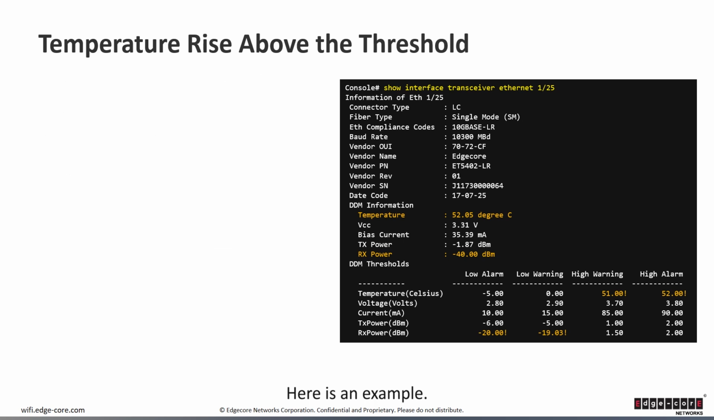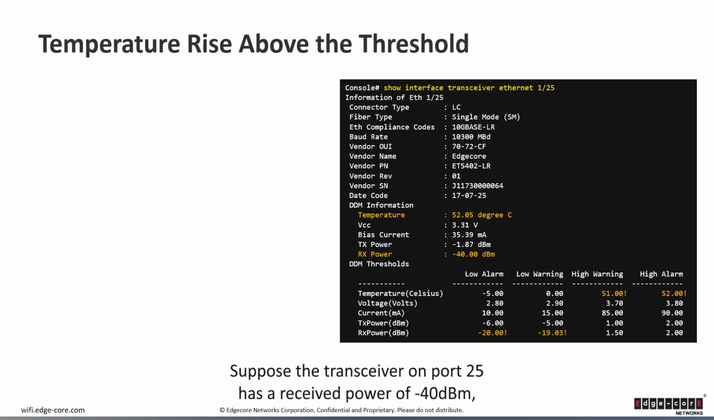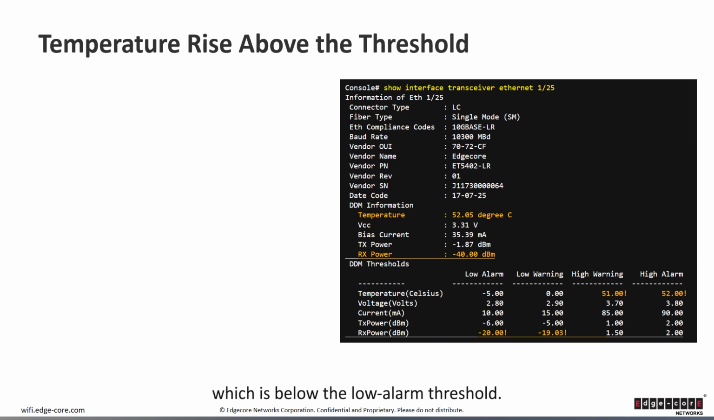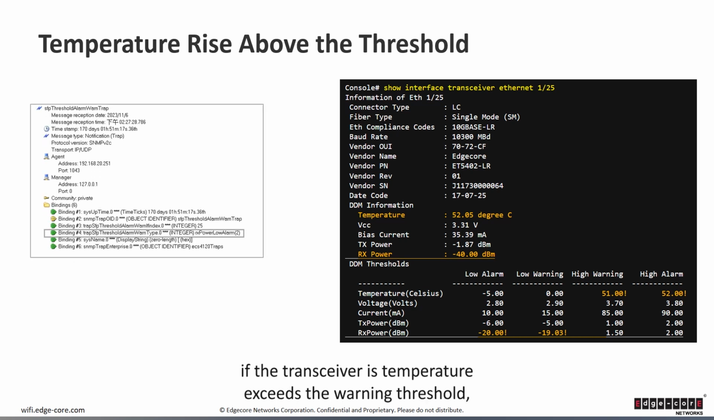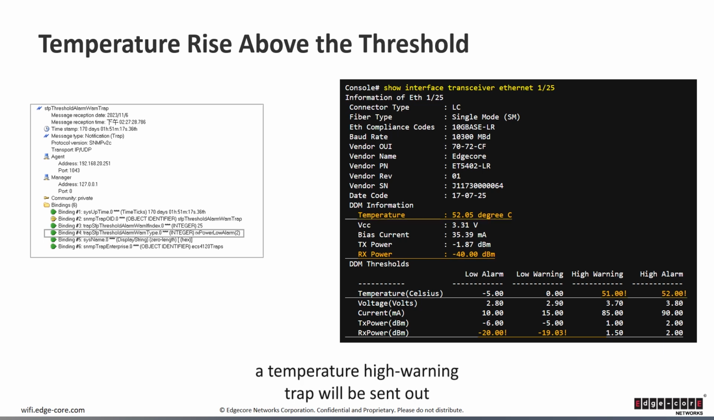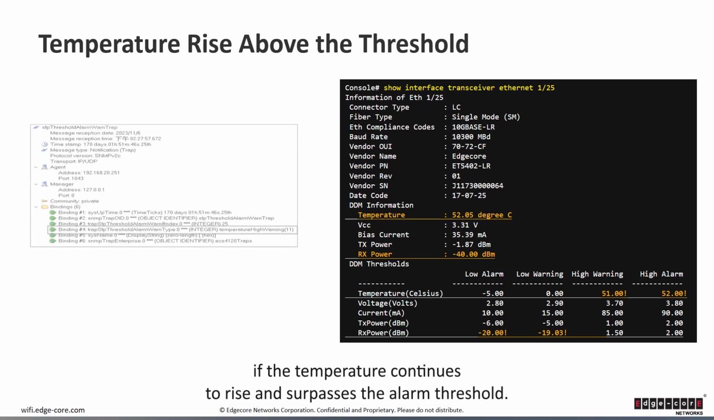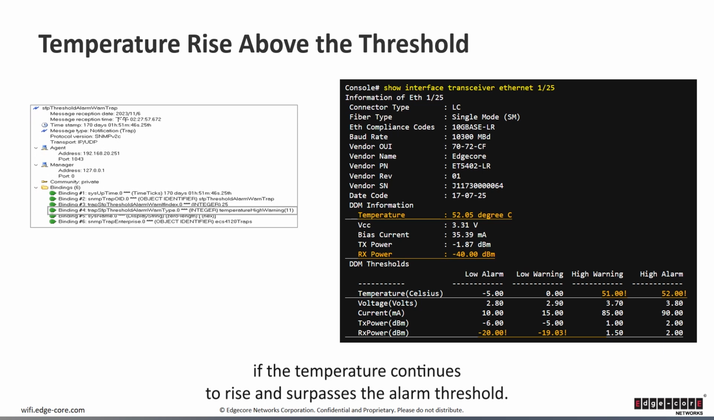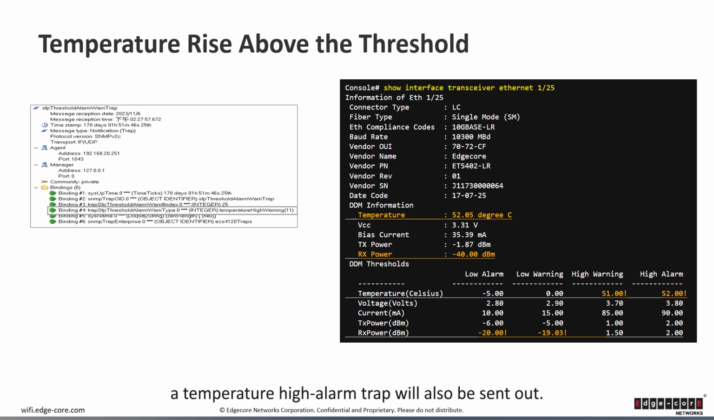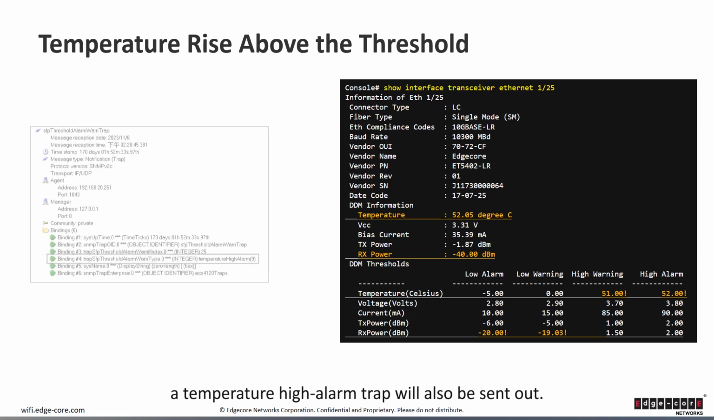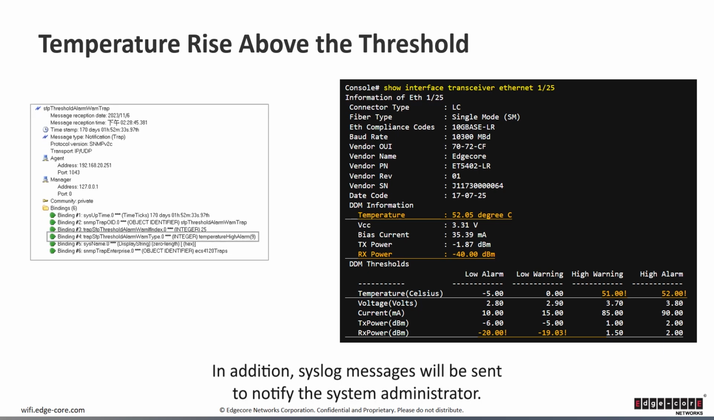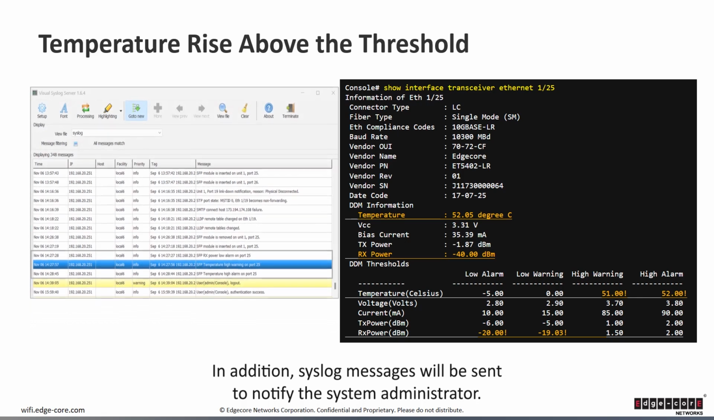Here is an example. Suppose the transceiver on port 25 has a receive power of -40 dBm, which is below the low alarm threshold. In this case, an RX power low alarm trap will be sent out. If the transceiver's temperature exceeds the warning threshold, a temperature high warning trap will be sent out. If the temperature continues to rise and surpasses the alarm threshold, a temperature high alarm trap will also be sent out. In addition, syslog messages will be sent to notify the system administrator.